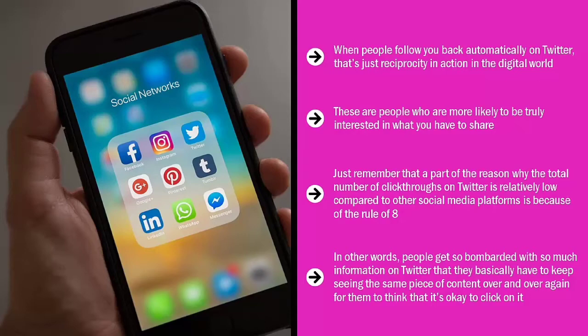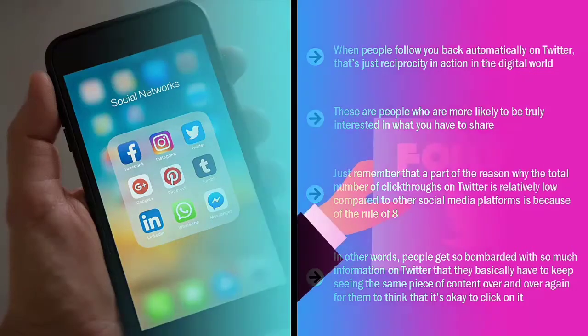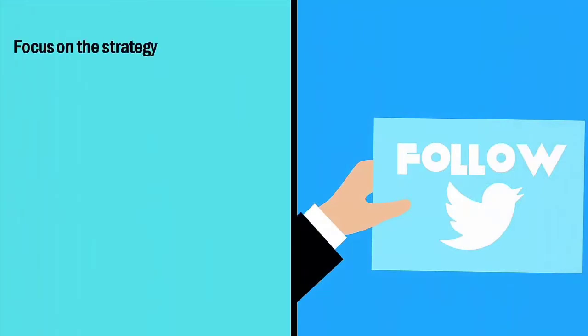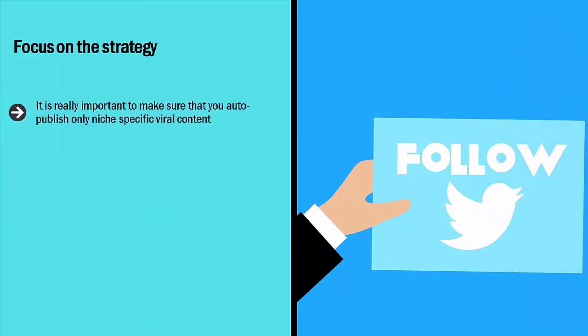Whatever the case may be, keep retweeting your stuff using tools like Hootsuite while at the same time directly following active followers of your competitors. Focus on this strategy. It is really important to make sure that you auto-publish only niche-specific viral content. I mean, you should already understand this, but if you are still fuzzy on the concept, you have to make sure that all the curated materials that you are producing are on point.